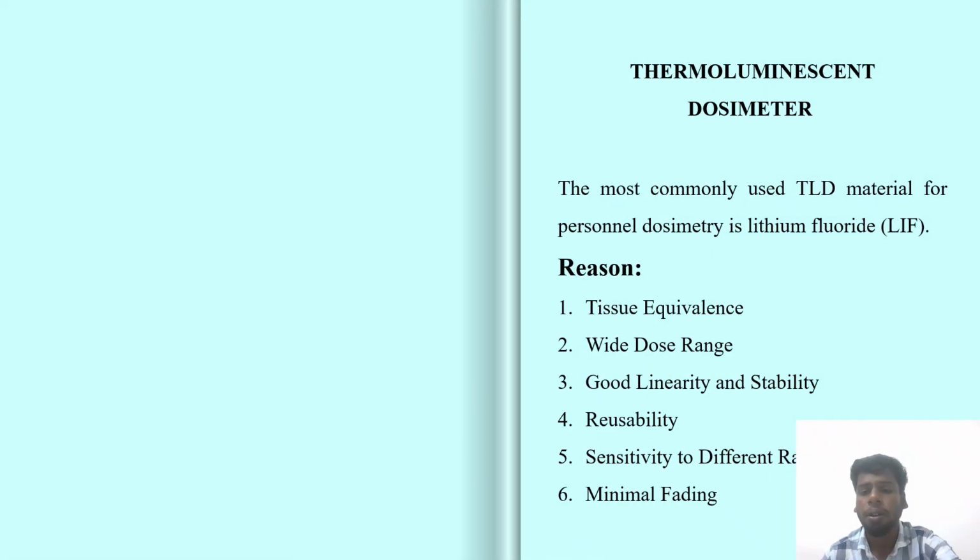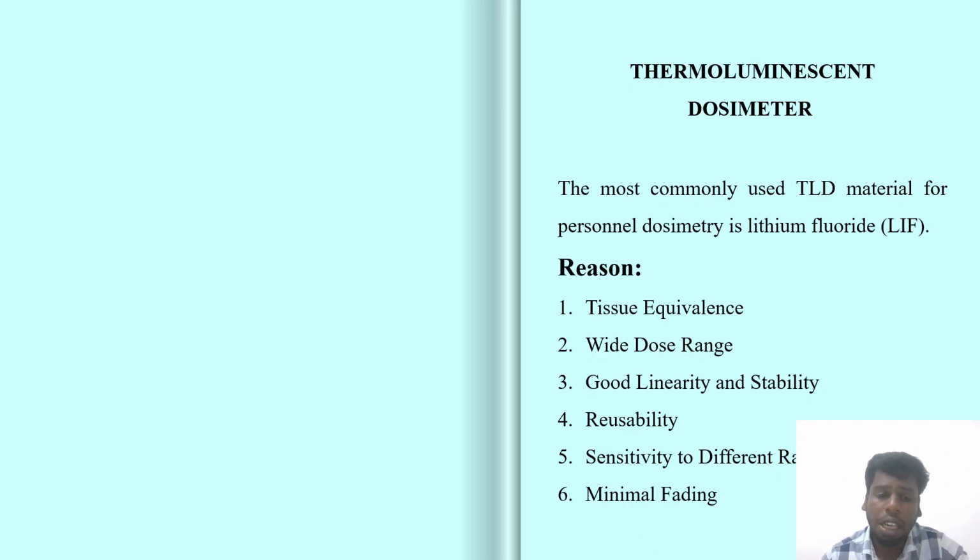The next thing is the most commonly used TLD material for personal dosimeters, which is lithium fluoride. Why? Because it is tissue equivalent, equivalent to muscle. It gives a wide dosage range, good linearity and stability, and is very stable. We can reuse it. It is sensitive to different radiations, that is alpha, gamma and beta radiation, and it has minimal fading.